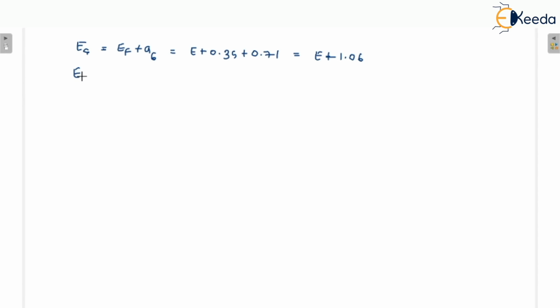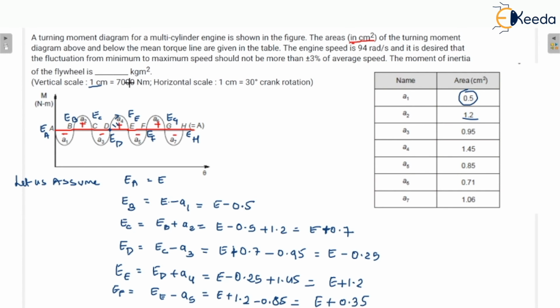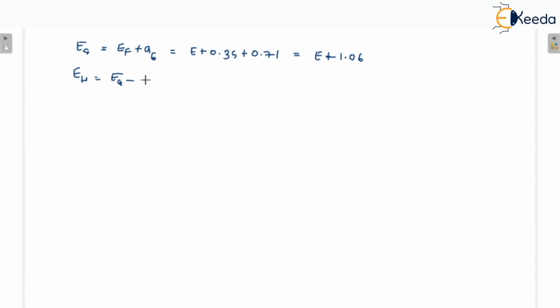Similarly, you can find out the value of EH, that would be EG minus A7, and you will get E plus 1.06 minus A7, means 1.06. So you will get the value again E, that is equal to EA. So you can reach the initial point, that means it would be equal to the initial value.